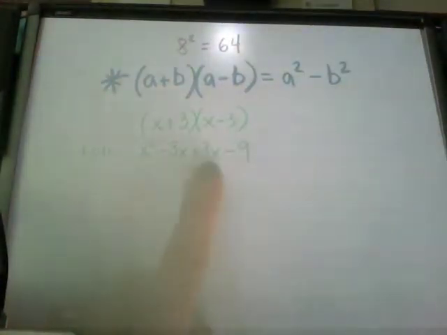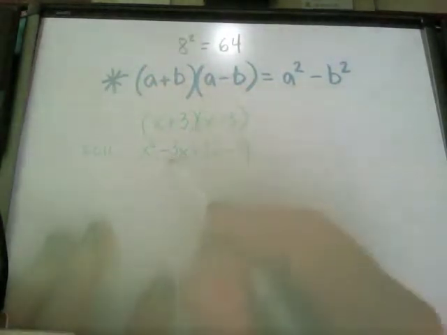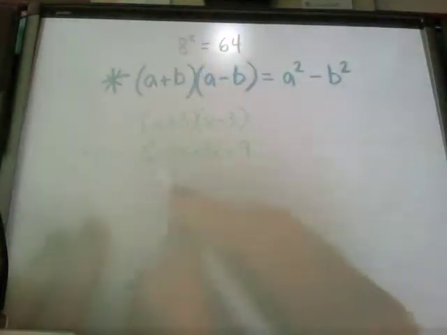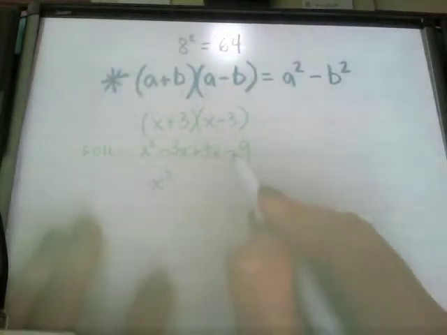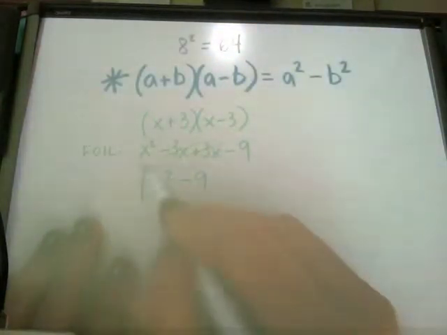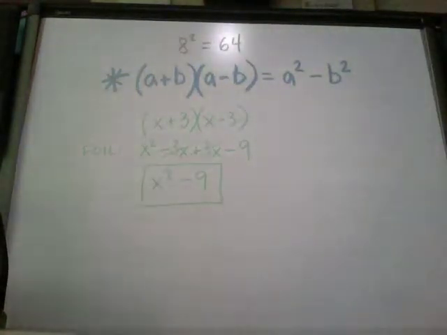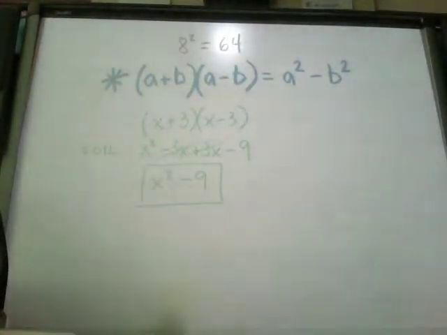Just like yesterday, when you FOIL, your O and your I multiplication should give you like terms. What happens when I combine -3x and positive 3x? Brian? It becomes 0, and we don't need the 0. Essentially, they cancel each other out. And look at what's left. X squared minus 9. You can FOIL these, and it will work. You will get to the right answer.